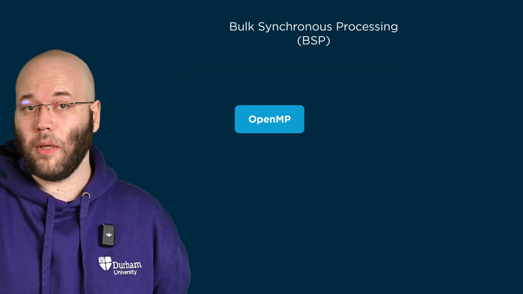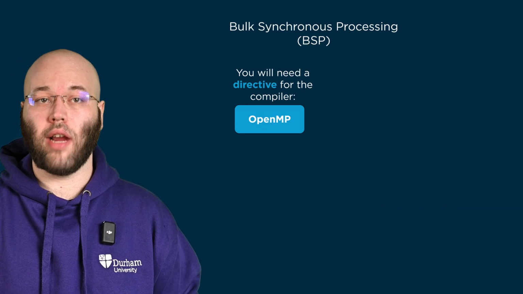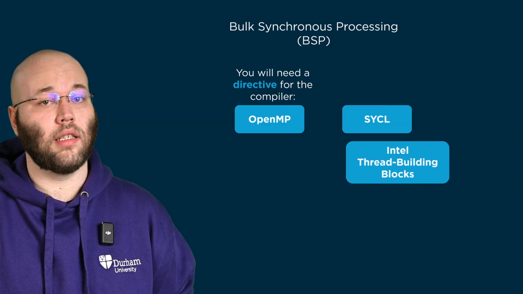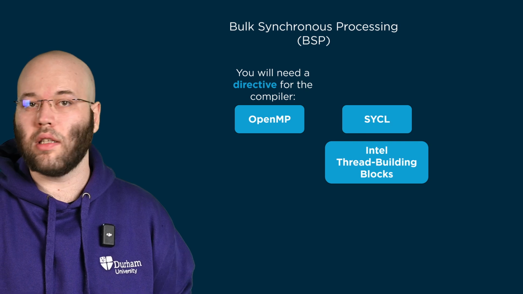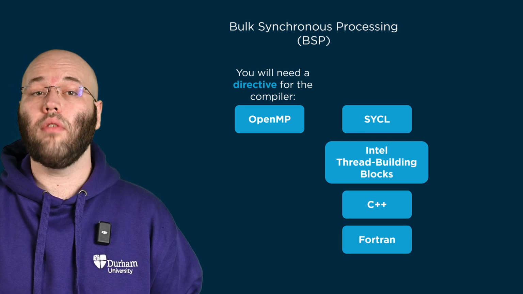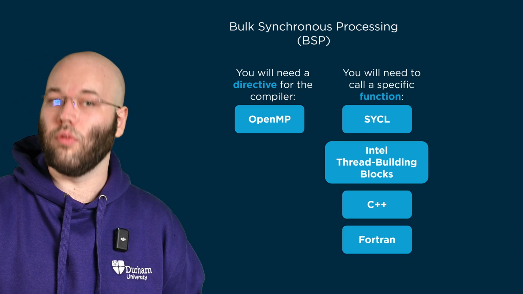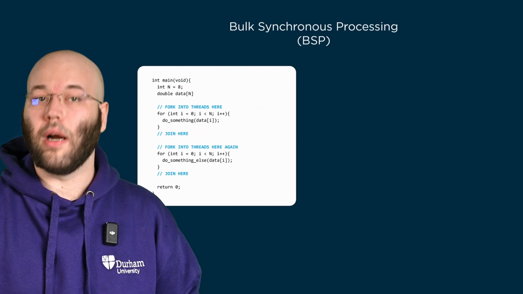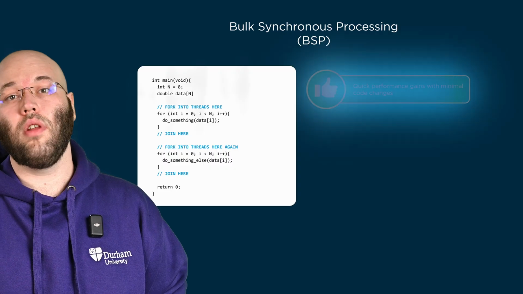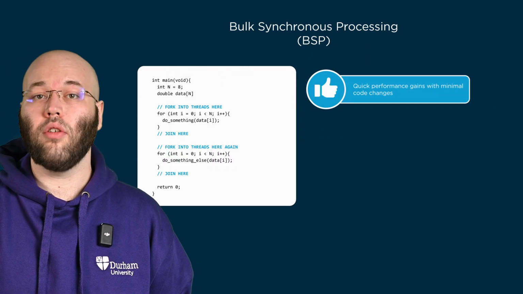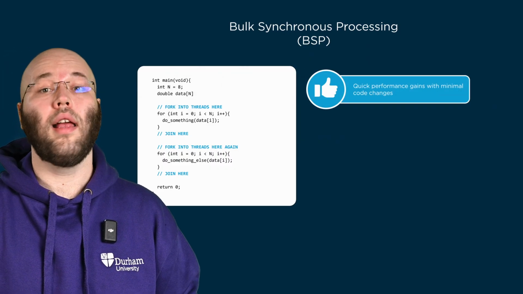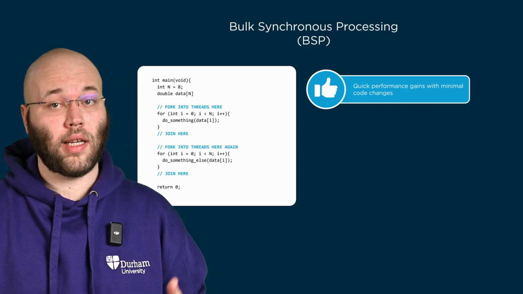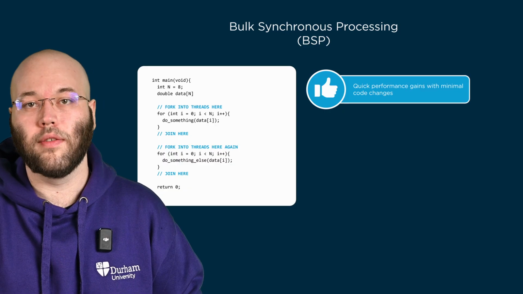Some, like OpenMP, will require you to add a directive for the compiler. For others, like SYCL and Intel's thread building blocks or native parallelism in C++ and Fortran, you will need to call a specific function to do so. A great advantage of fork-join parallelism is that it often requires only minimal changes to your program in order to get it to run in parallel and harness the performance of the multi-core hardware. So, it can quickly yield significant improvements.